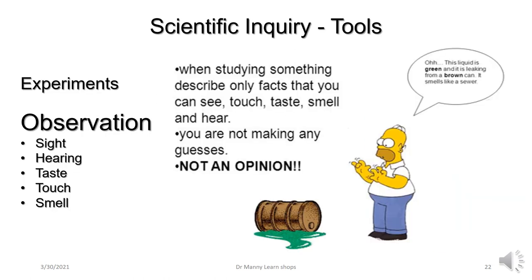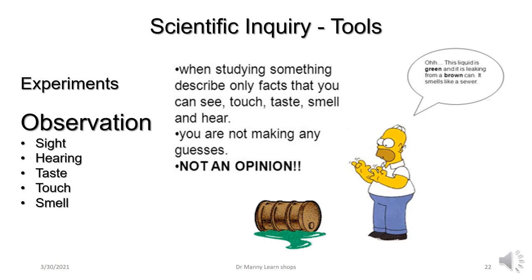Now let's review tools which are employed in scientific inquiry. Well, you've already done them. We've already mentioned them. This is observation using your five senses: sight, hearing, taste, touch, smell, used in experiments. When studying in relation to observation, it's something that describes only facts that you can see, touch, taste, smell, hear. You're not making any guesses. It's not an opinion.